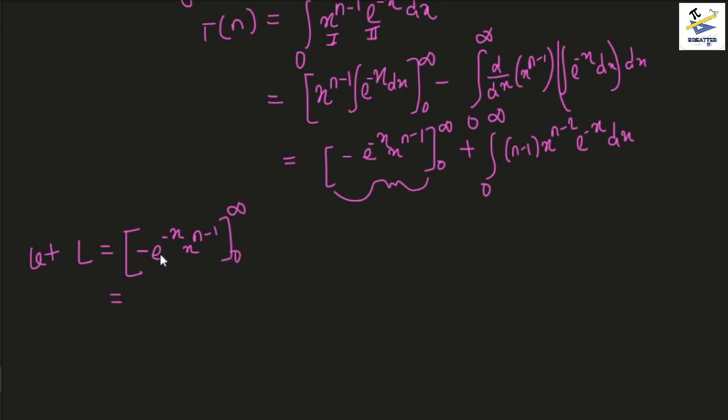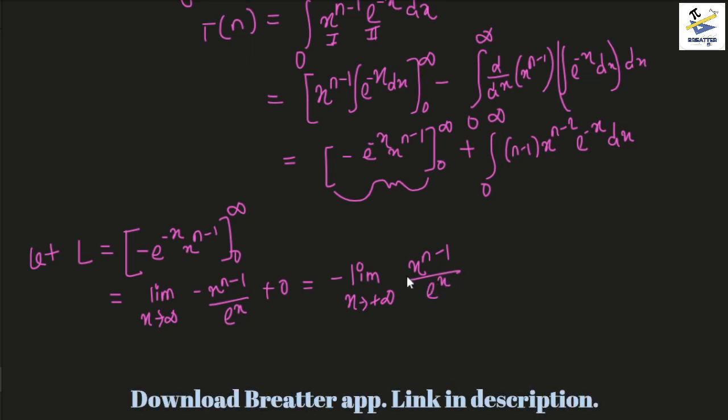So let us just put the 0 part first. So first let us have limit x tends to infinity. This would be minus x to the power n minus 1 by e to the power x, and when you have the 0 part, it already becomes a 0, so it's just a plus 0. So what you really have is minus limit x tends to positive infinity, of course, x to the power n minus 1 by e to the power x, and we hope to find this limit.